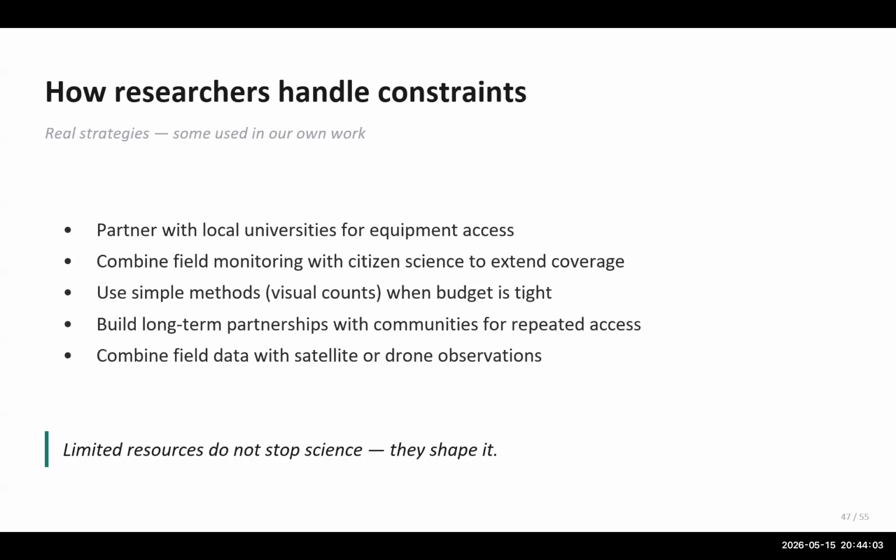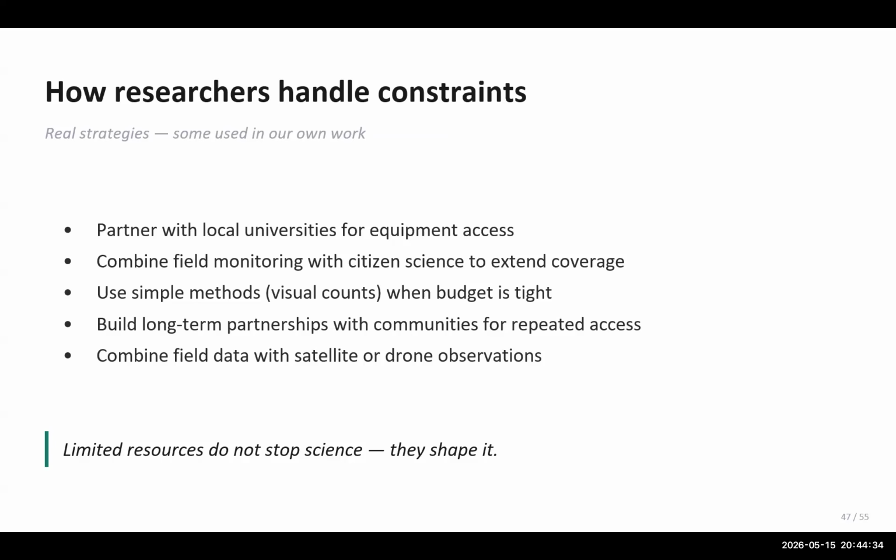Here, for example, I will show you 5 strategies that real researchers can use. Some we use in our own work in Thailand. One example could be to partner with local universities for equipment access. Sometimes one university has equipment that you need, and sometimes they need another thing from you. So maybe you can do a collaboration. That means that all universities will be able to do their work.